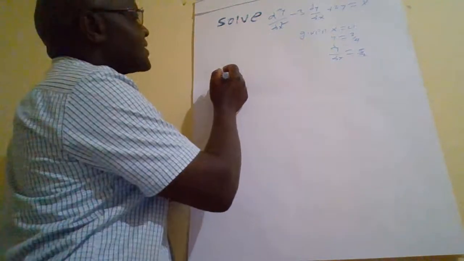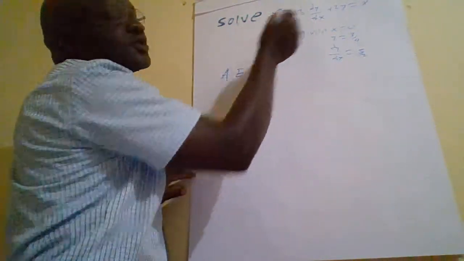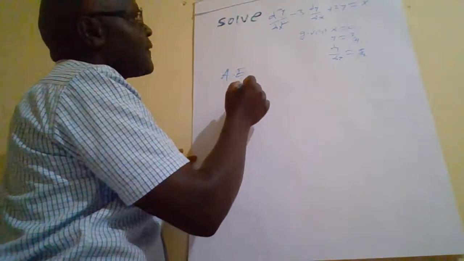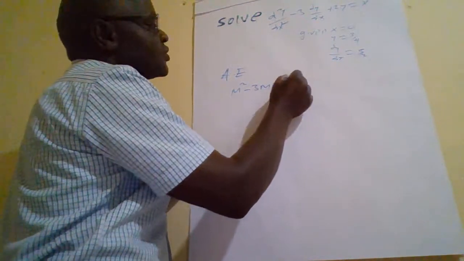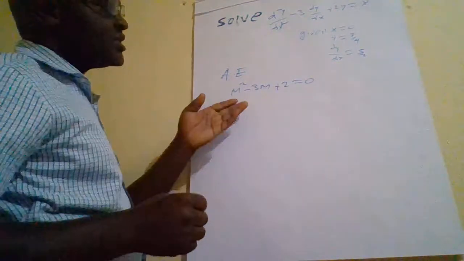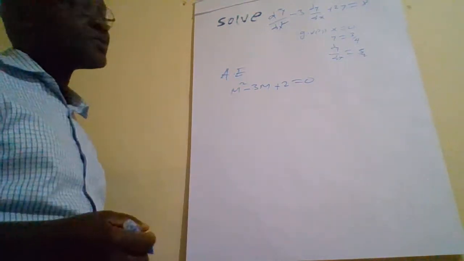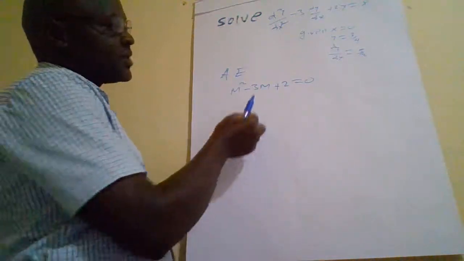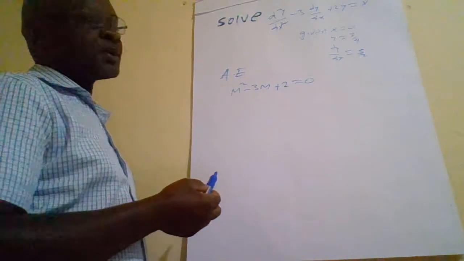So we take the auxiliary equation, which will be m squared minus 3m plus 2 equals 0. This is what we are calling the auxiliary equation. Then we factorize it. We find two numbers that when we add, we get negative 3, and when we multiply, we get positive 2.